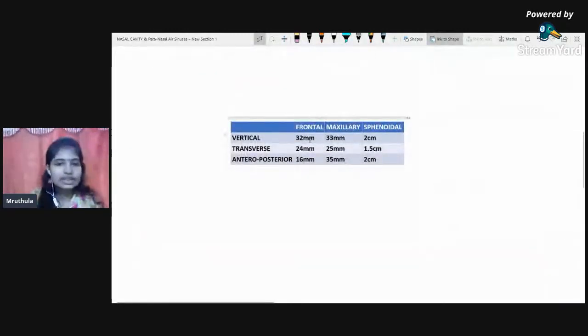So now this is another important thing for you. The dimensions of the sinuses.